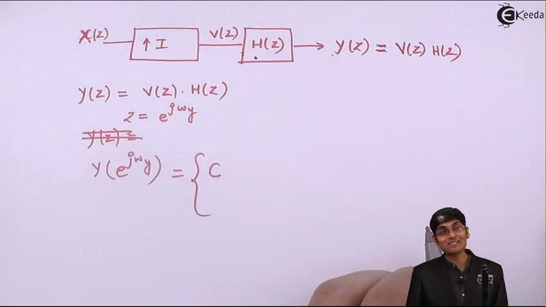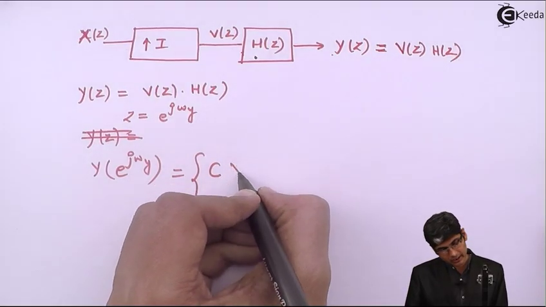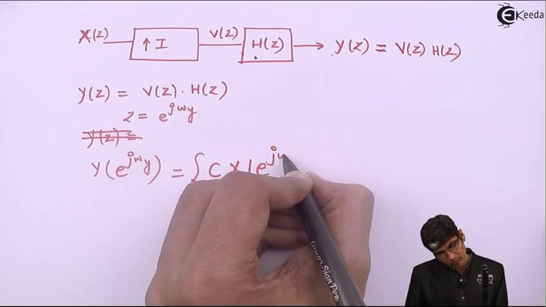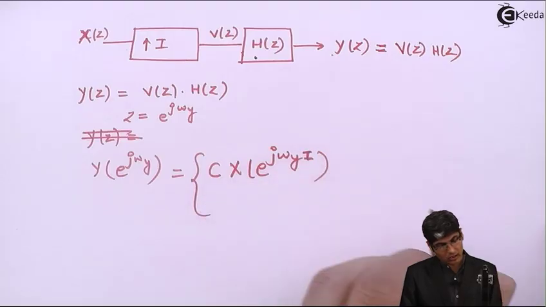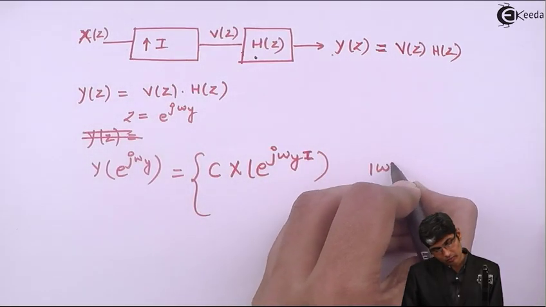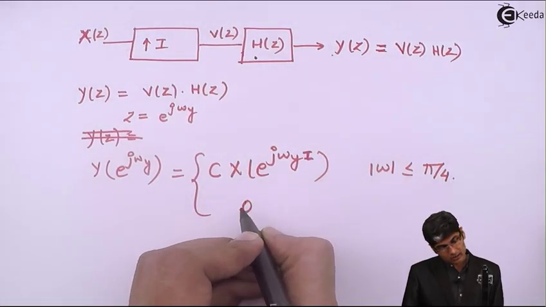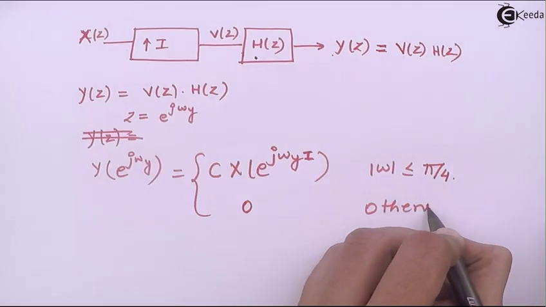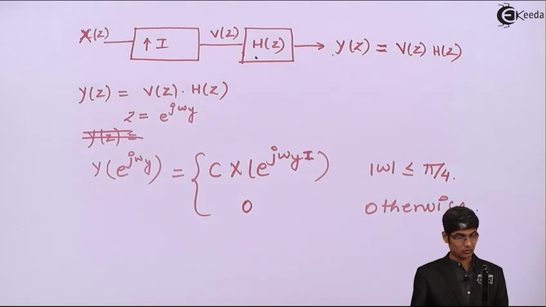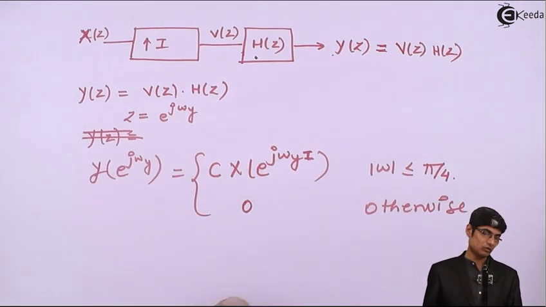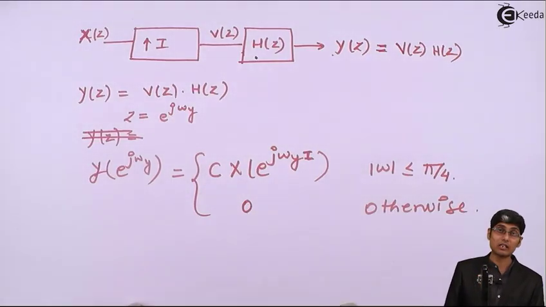H of e raised to j omega is c, and v of z is x of z, which I can write as x of e raised to j omega y into I, for mod omega less than or equal to pi by I and 0 otherwise, because in the rest of the part h of z goes 0. So this is my y of e raised to j omega y. Now the main task is to find what c is equal to.